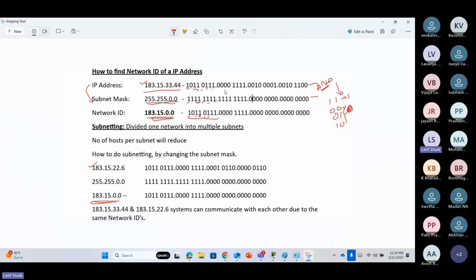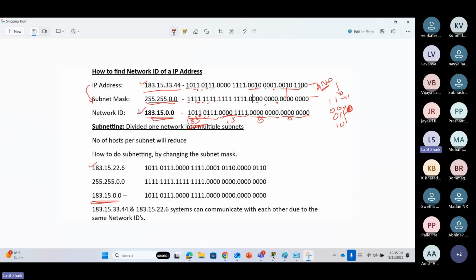Again, the same thing for the next octets. The result is all zeros only. This is 0, this is 0, this is 15, this is 183.